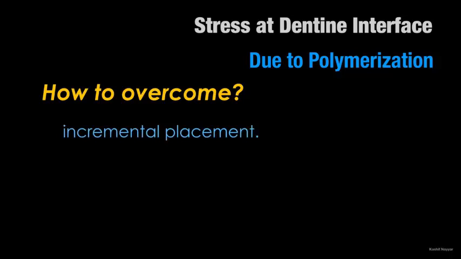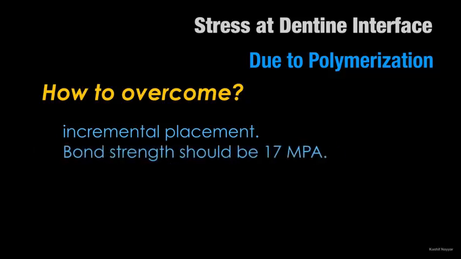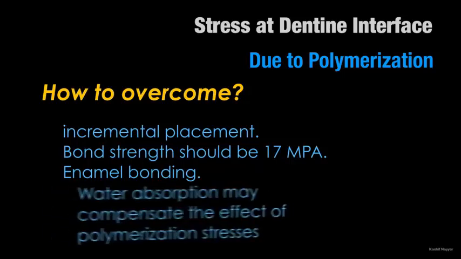Recommended is you have to place in oblique increments, and you have to utilize a bonding resin which is greater than 70, which can provide you greater than 17 megapascals, and you must have some enamel margins so you can achieve enamel bonding.